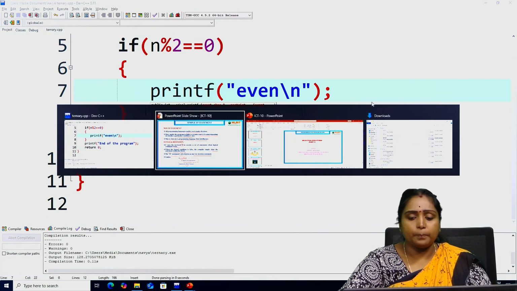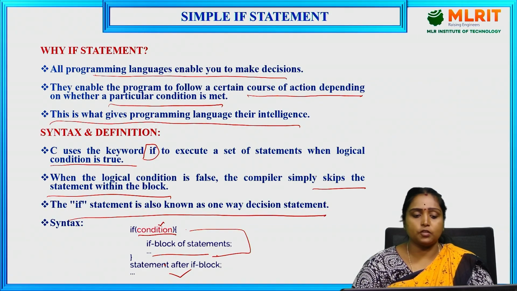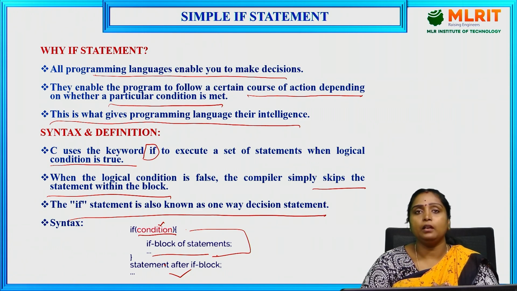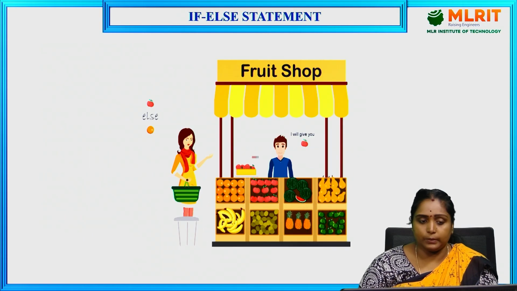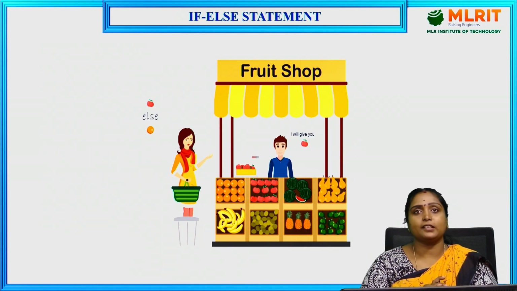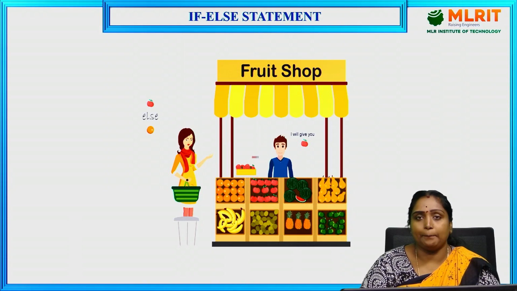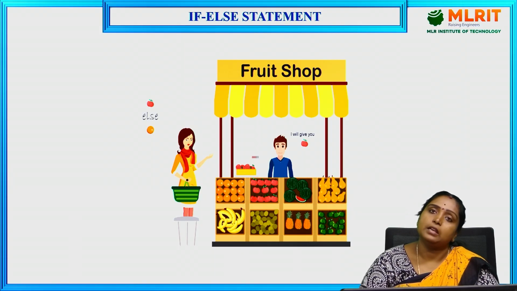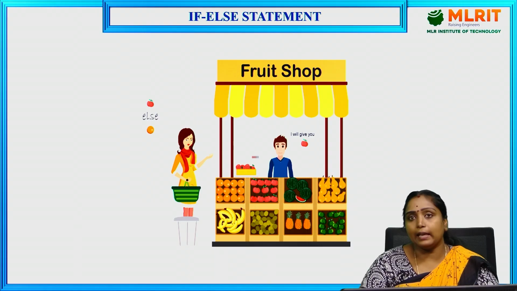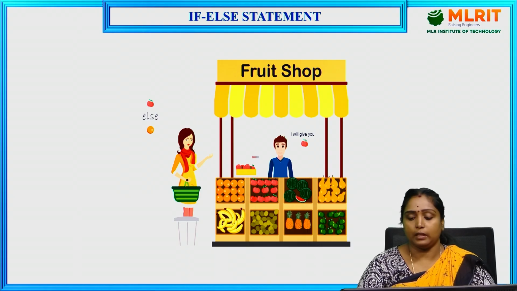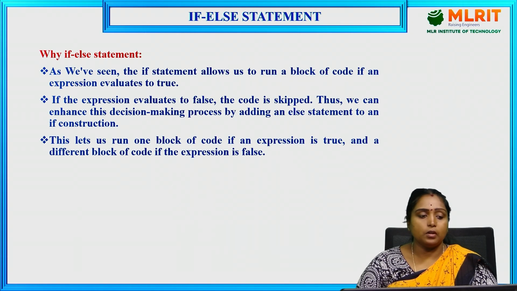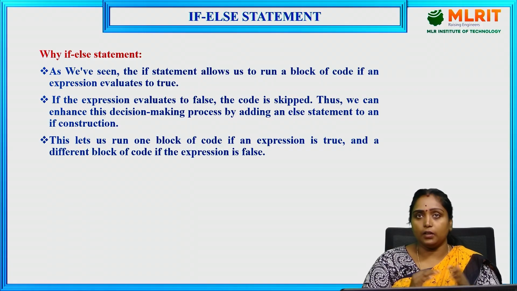Simply, the girl went to the shop. If the apples are available, she will grab the apples, else she will leave silently. That is what the simple if statement is. The same statement is extended to the if else statement. So she was asking for the apples. If apples are available, she will take the apples, else she will go for the oranges. So this is how it works. So why this if else?